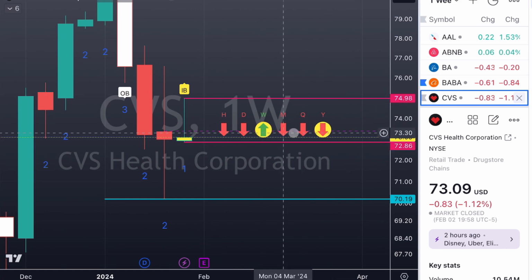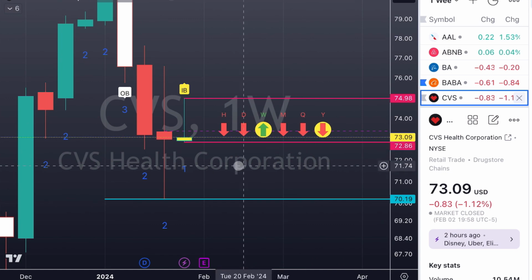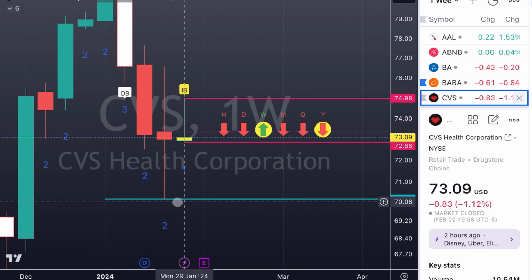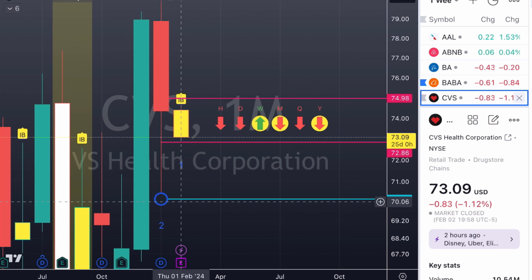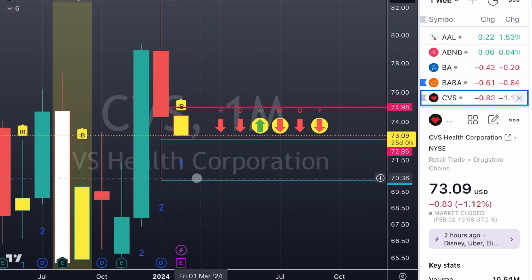Our calls are 74.98 triggers, 72.86 triggers to the downside on the puts. The first target, you notice, is a blue line. If I go to the monthly chart, the monthly is telling me we were 2 up, finished red. The sellers are taking control. That's our trigger to go 2 down on the month.